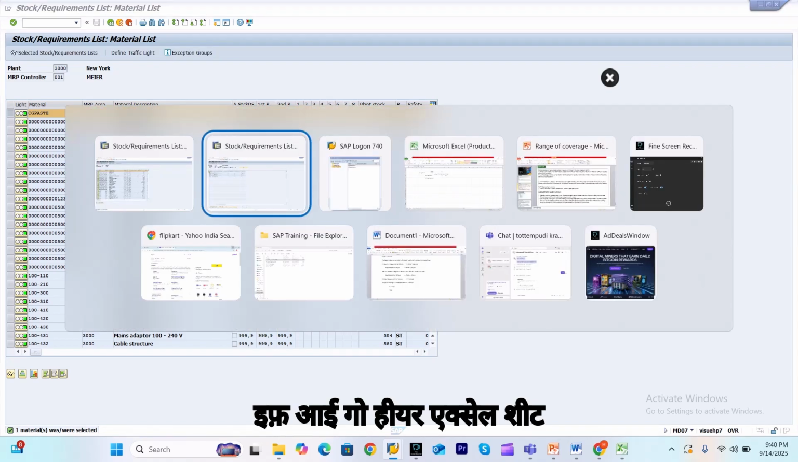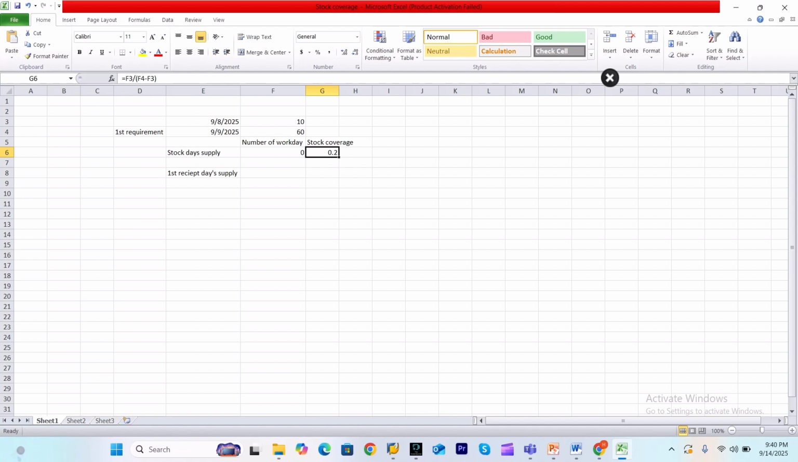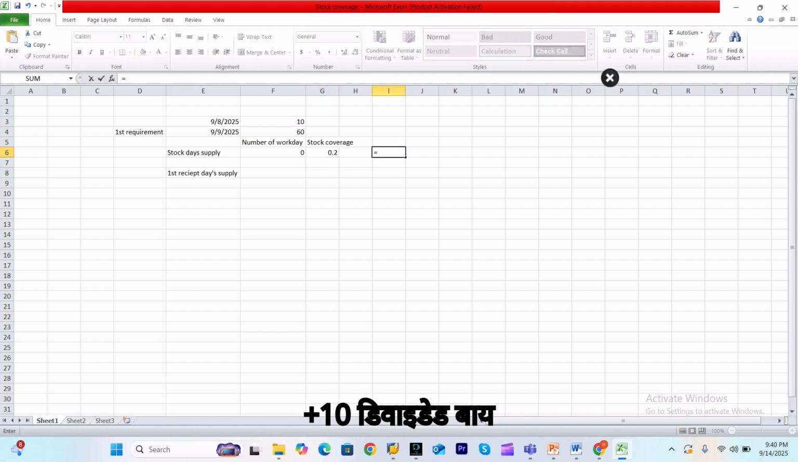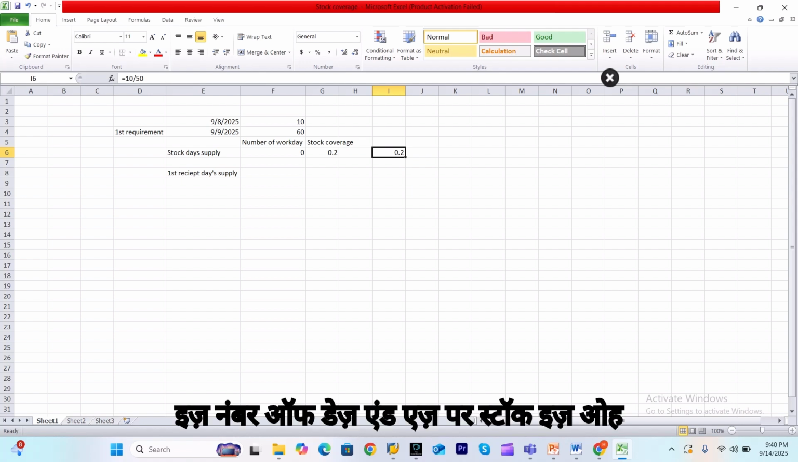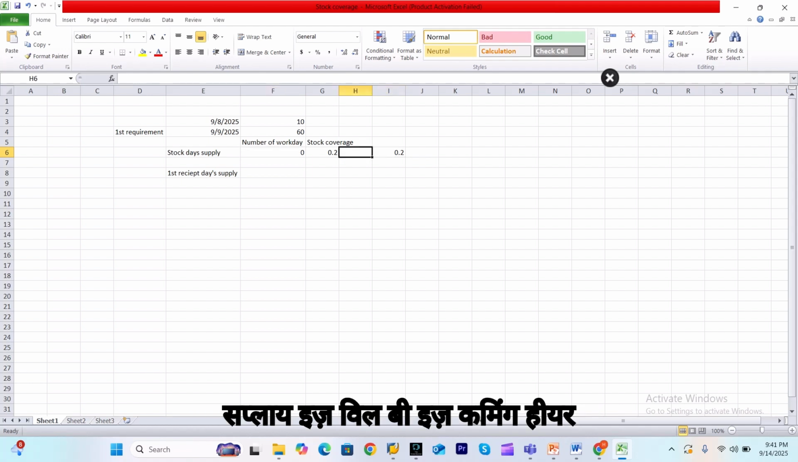If I go here in this Excel sheet, so here plus 10 divided by 50, that is 0.2. Okay, so 1 is the number of days and as per stock it's 0.2. So that's what the stock days of supply is coming here.